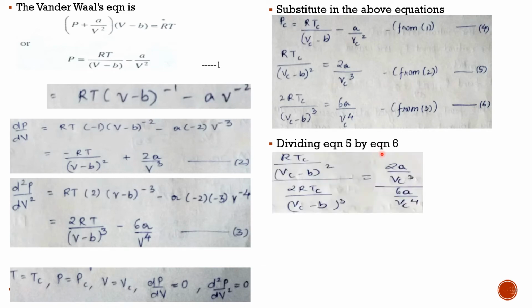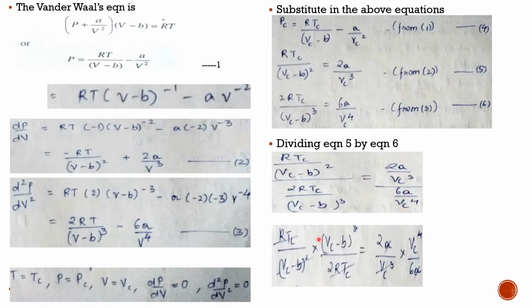Dividing equation 5 by equation 6, we get RTc upon (Vc minus b) the whole square divided by 2RTc upon (Vc minus b) the whole cube is equal to 2a upon Vc cube divided by 6a upon Vc raised to 4. Rearrange this equation in this form. Here (Vc minus b) the whole square will cancel out, RTc will get cancelled out, a will get cancelled out also, and Vc cube will cancel out. So what remains is (Vc minus b) upon 2 is equal to Vc upon 3.